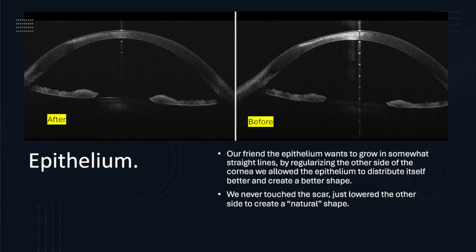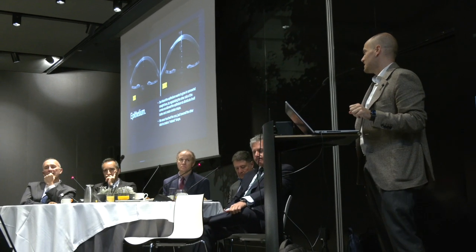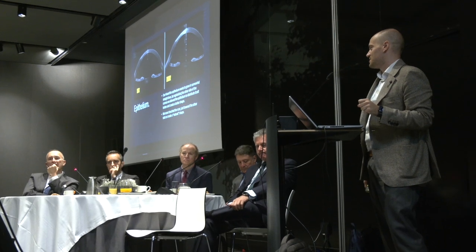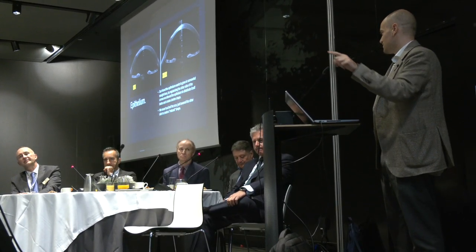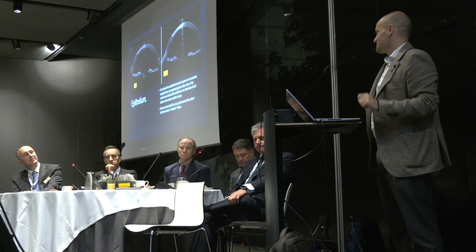Here comes our friend, the epithelium. The epithelium doesn't like gradients. It likes smoothness. So by lowering the other side, the epithelium filled up that hole and allowed him to have a better visual outcome. It took him about 2 to 3 months to fully remodel before this image was taken.